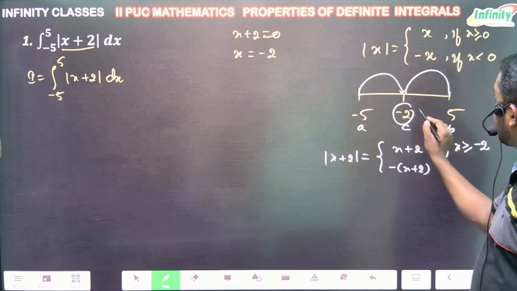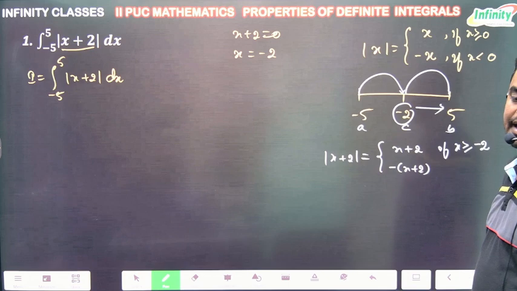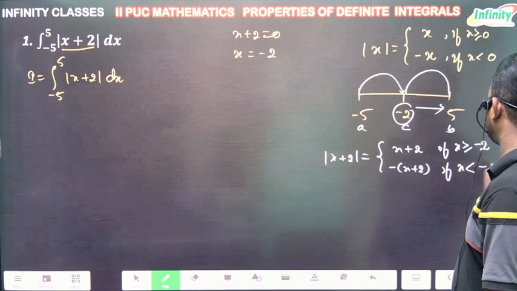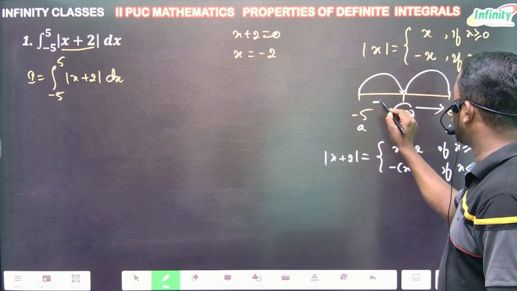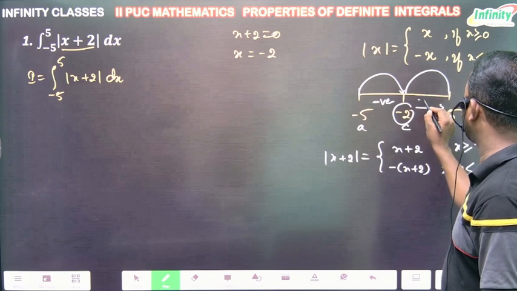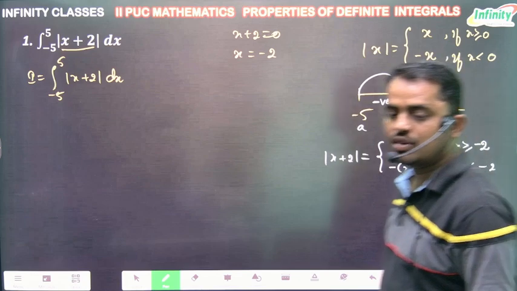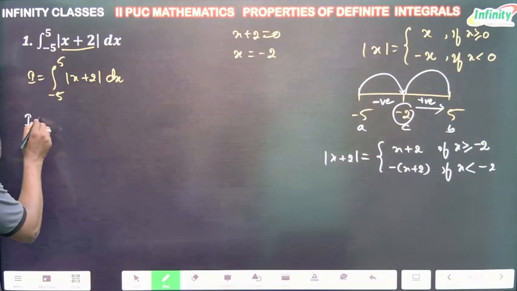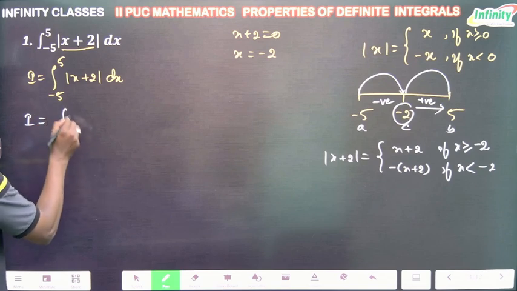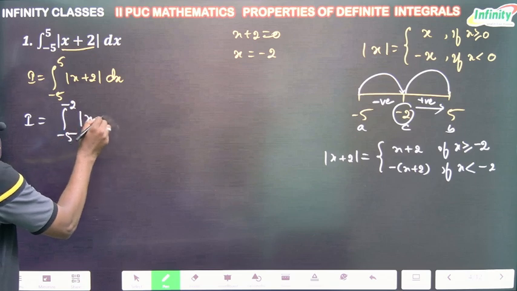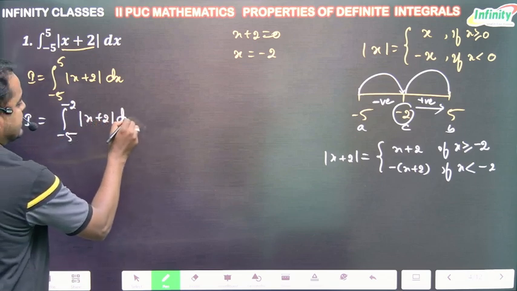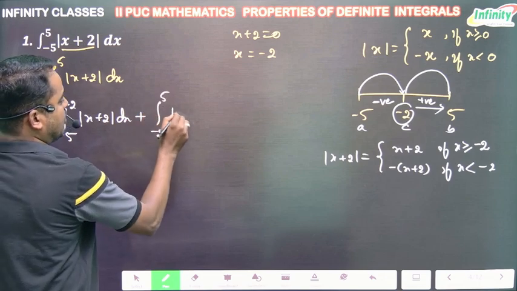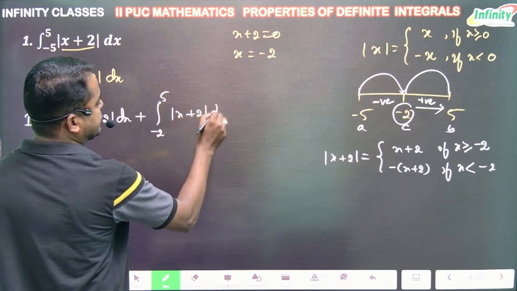Minus greater than means this side, we can say right side of this. If x is less than minus 2, between here it is negative, and this function here is positive. So after deciding this, we write I is equal to, first we have to break it: minus 5 to minus 2 mod of x plus 2 dx plus minus 2 to 5 mod of x plus 2 dx.